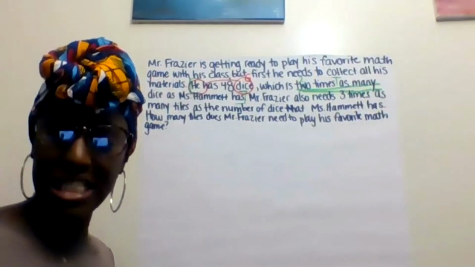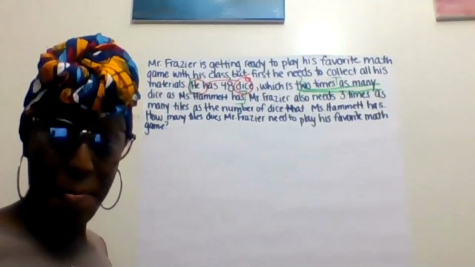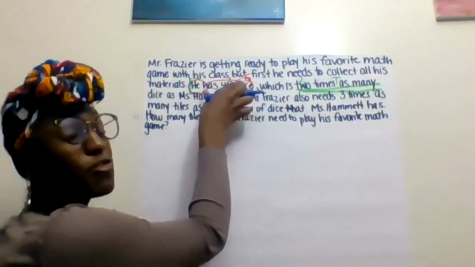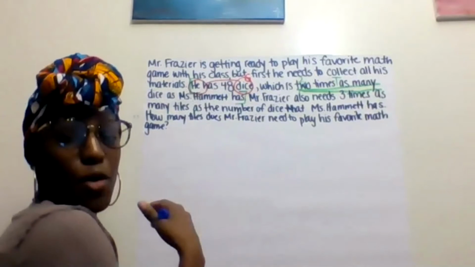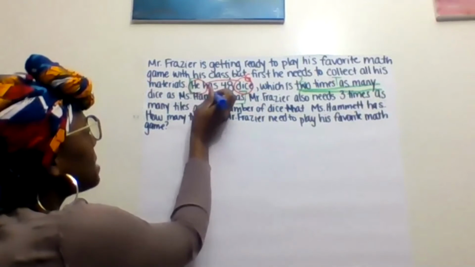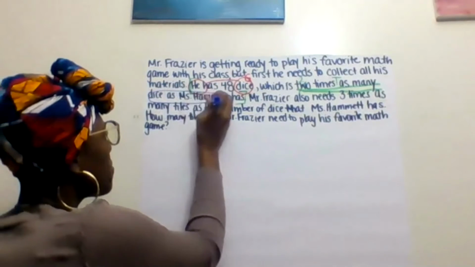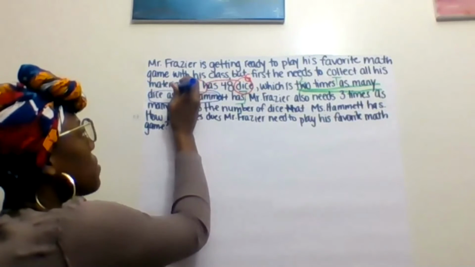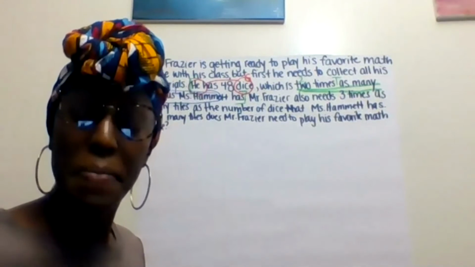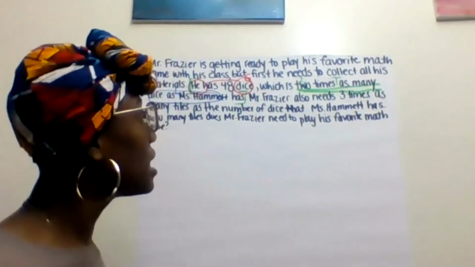Talk to me about the lesser amount. What is it? Yes. So we see here, if we're comparing Mr. Frazier's dice, then we have to compare a subject that's kind of similar. When we're thinking about the dice that Miss Hammett has, I'm going to circle all of this and I'm going to label it with an L. Nice job. So we just did our first comparison statement. Let's go on to the second one.